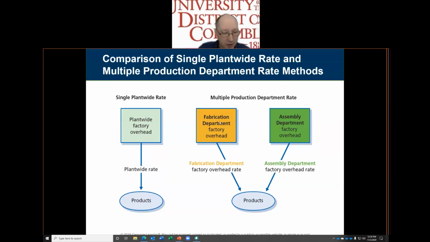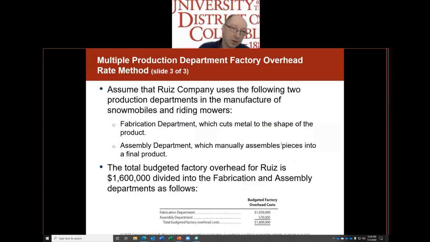Now for my snowmobiles, I have a fabrication department and an assembly department. For my lawnmowers, I have a fabrication department and an assembly department. So let's look at it from our example. And again, this is the multiple production department factory overhead rate. Let's assume that our company, Ruiz Company, has the following production departments to manufacture both snowmobiles and riding lawnmowers.